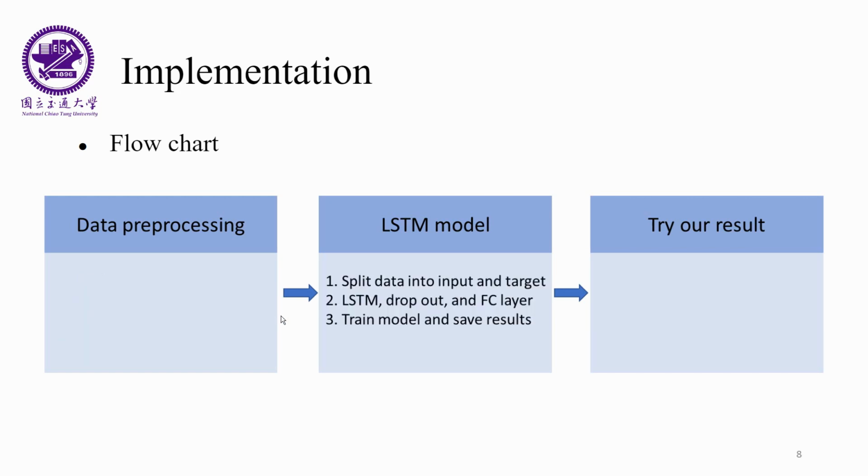And then we feed the data to the LSTM model and split them into input and target according to the batch size and time step we defined. Our model structure consists of 3 layers, which are the LSTM layer, dropout layer, and fully connected layer. So we can train our model and save the results.